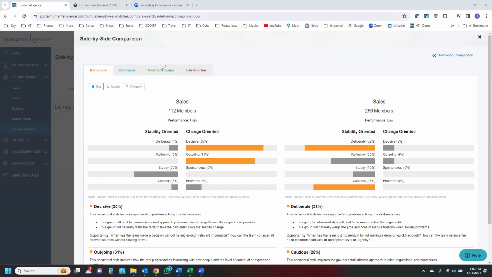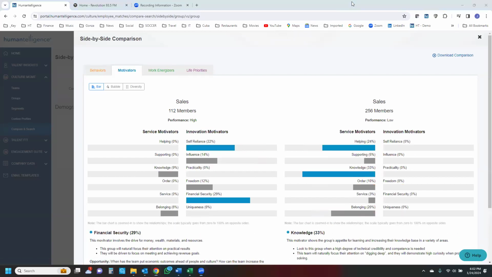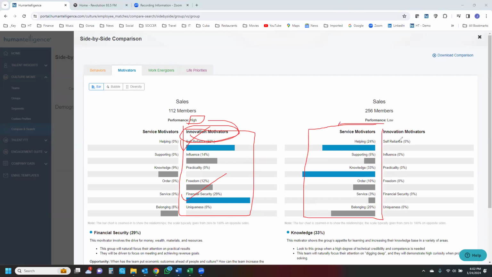Similarly, you can go into comparing things such as motivators. Here, the high performers are clearly self-reliant and care about financial security. In general, most of the attributes are innovative in terms of high performers. Conversely, most of the low performers are on this side. They are not innovative. They're service oriented.